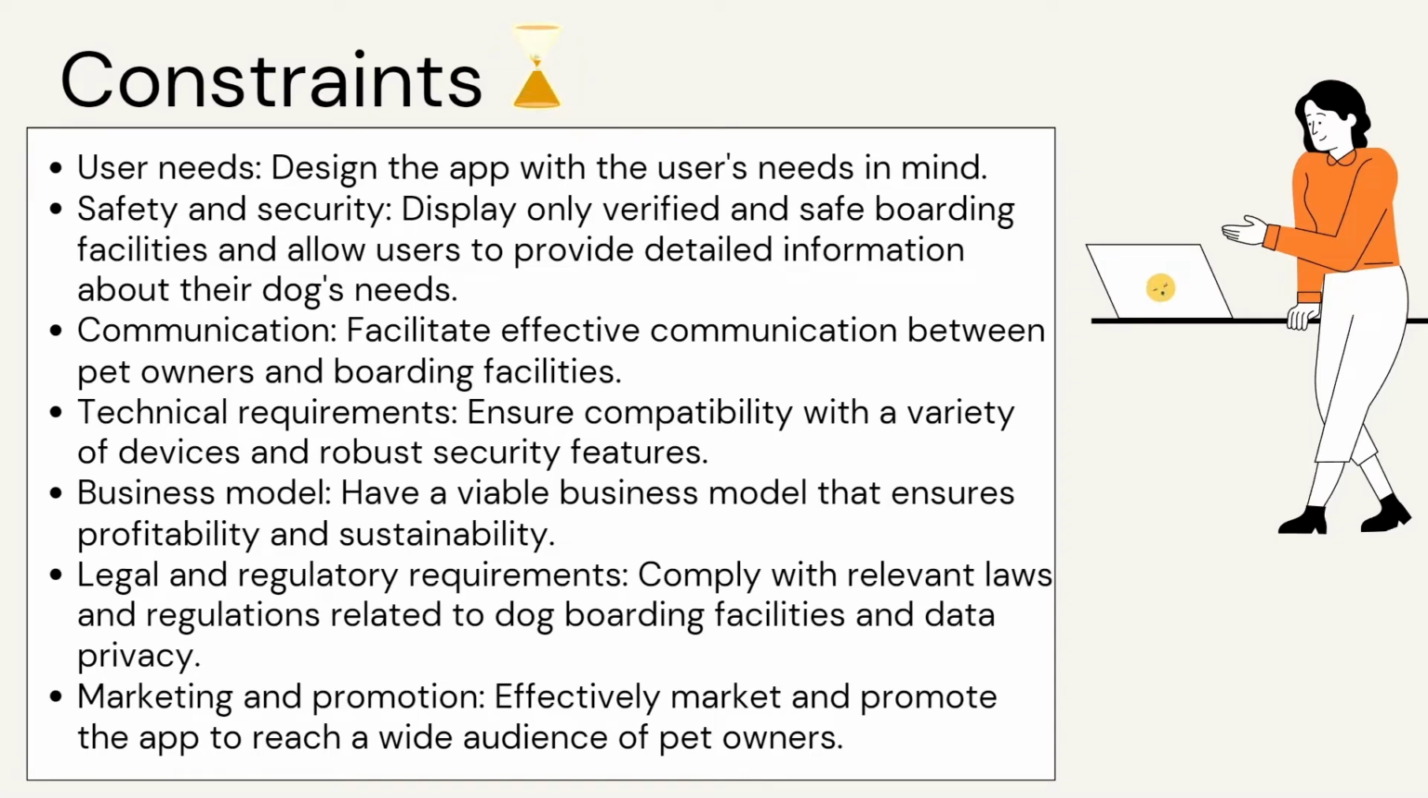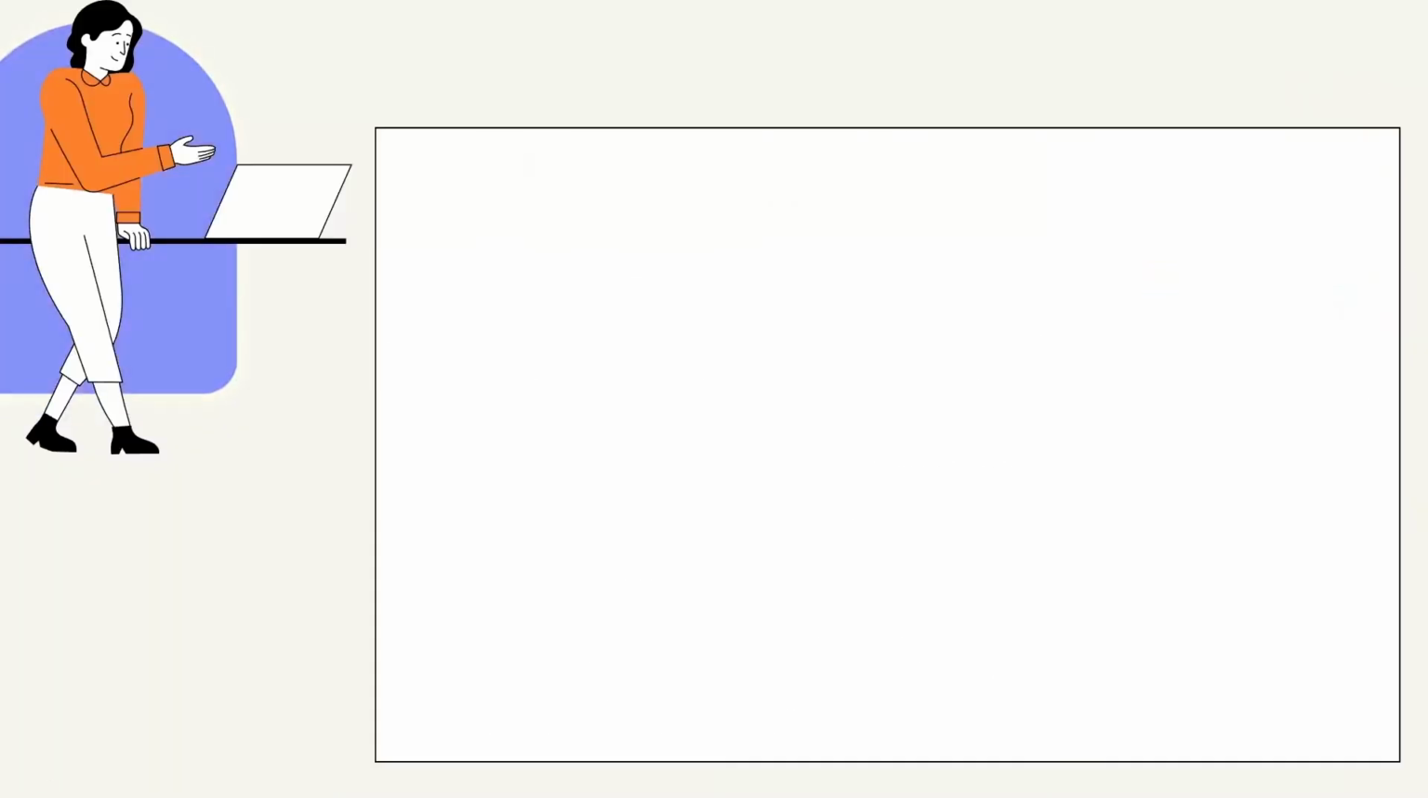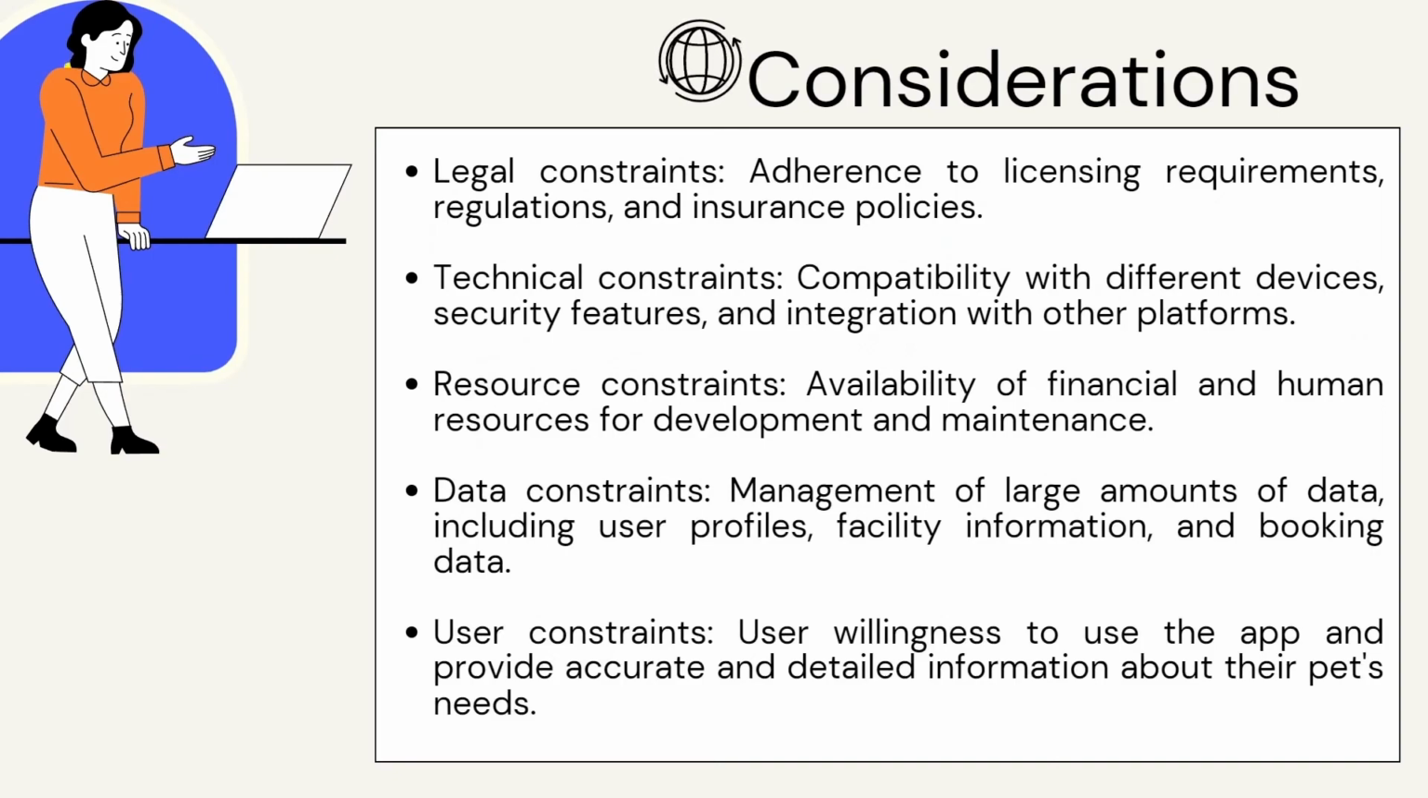And the fifth one was having a business model, because everybody wants to make a profit, as well as it has to be sustainable. And the sixth one was legal and regulatory requirements, because every government and every other place had different laws, so we had to comply with all the laws regarding dog boarding facilities, and also data privacy. The seventh one is marketing and promotion. The app should effectively market and promote itself to reach a wider audience.